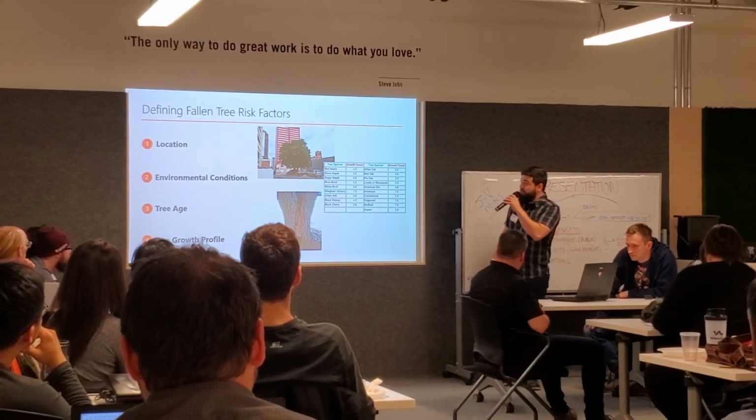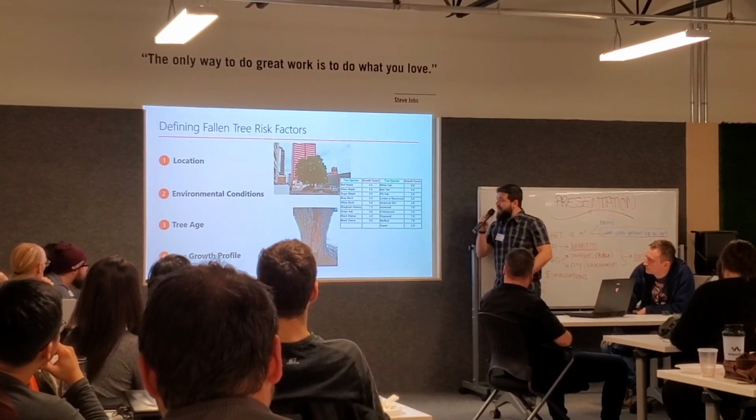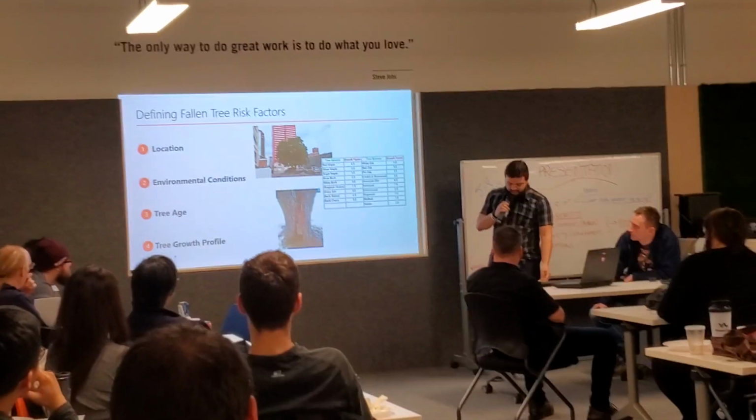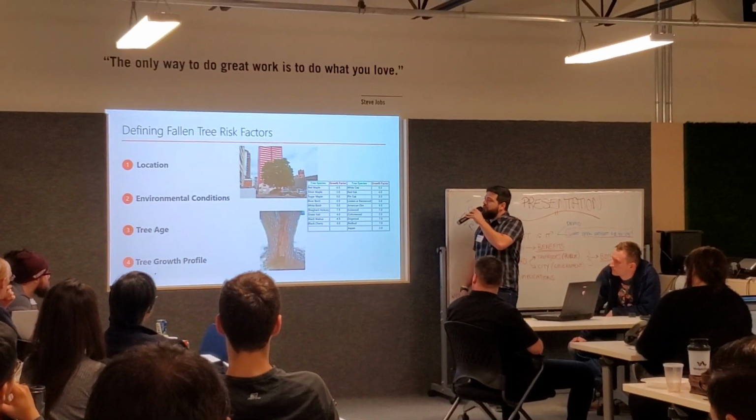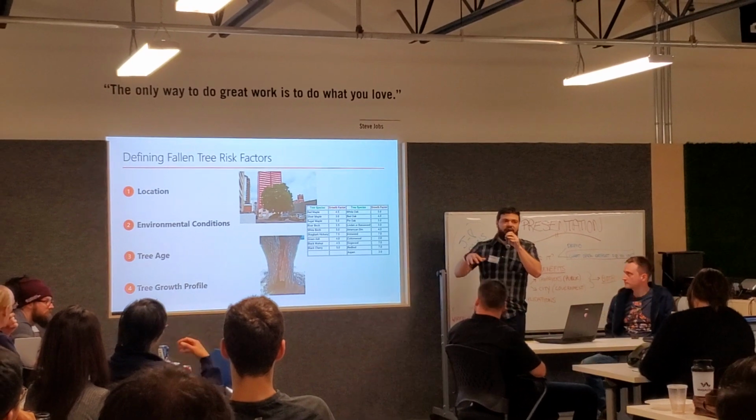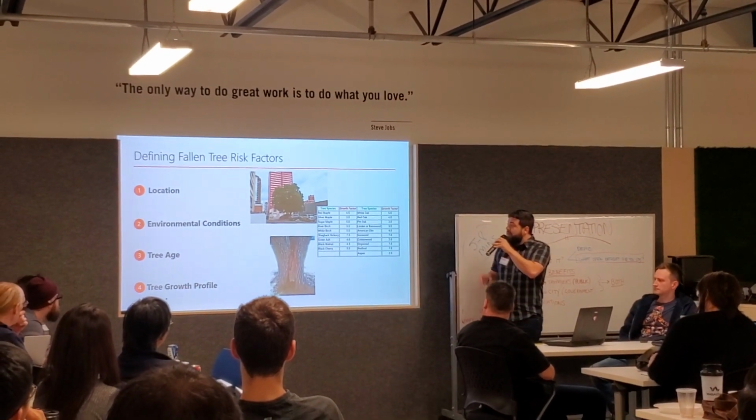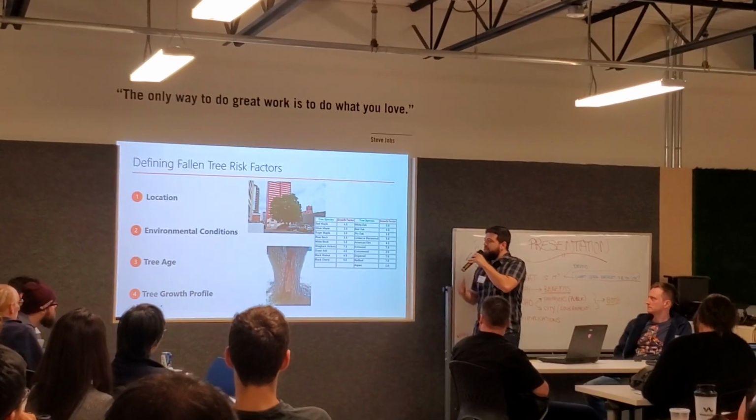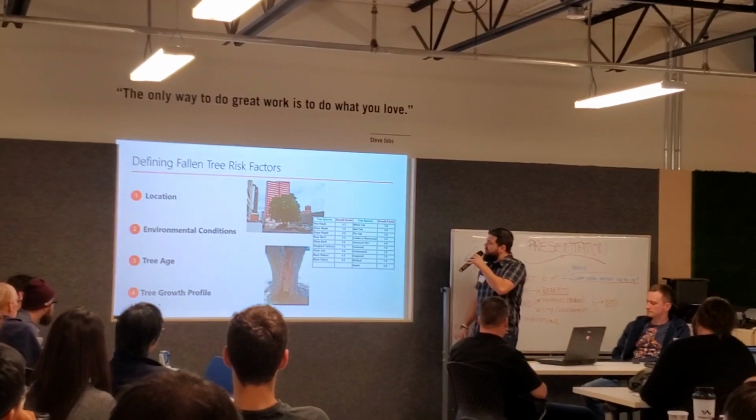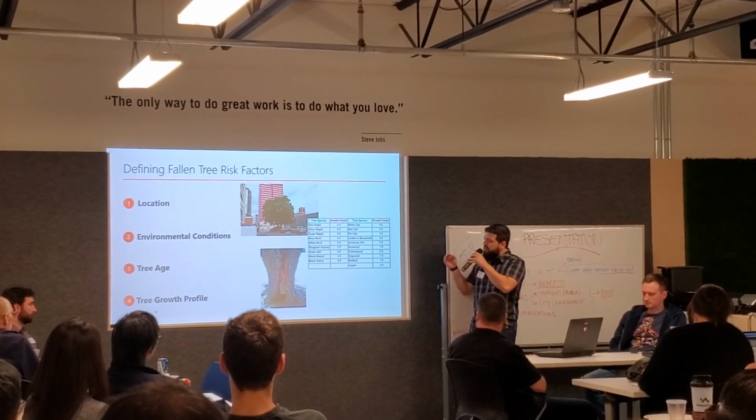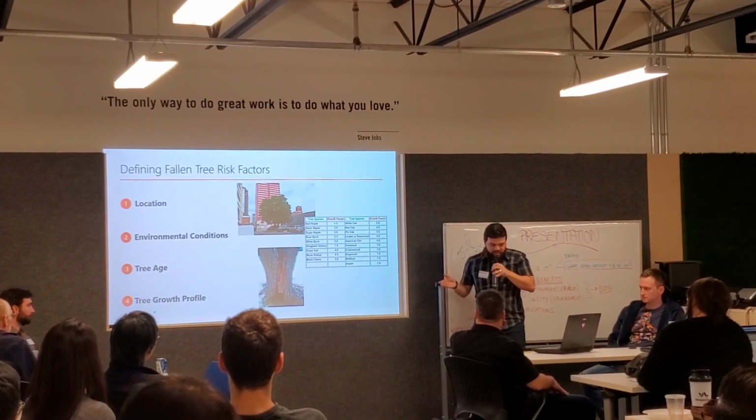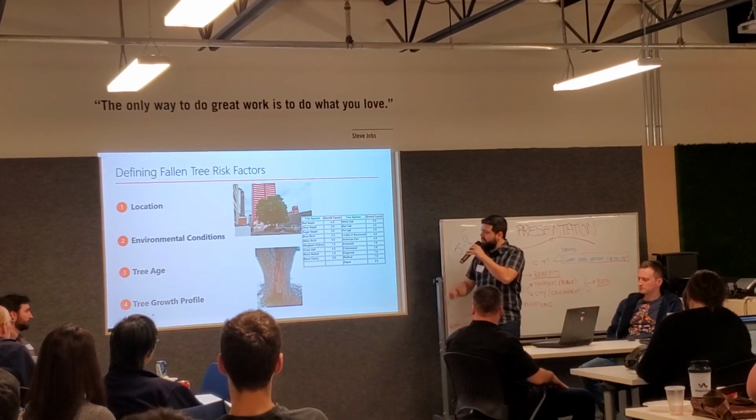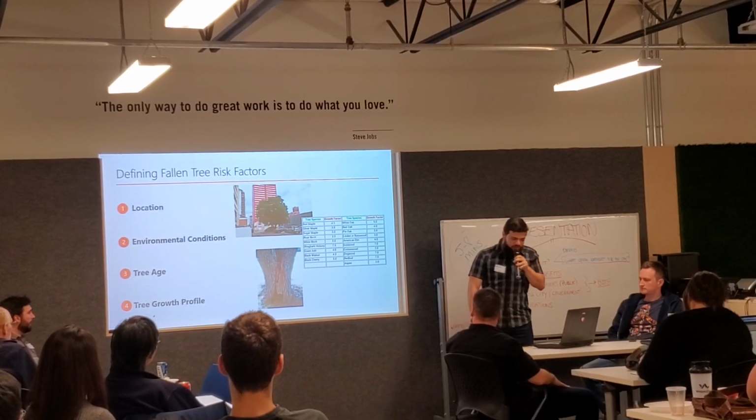So how could we define the fallen tree risk factors? We took some, not all, because there are many factors that could happen. Location is one of them. Sometimes the trees are not in the proper location, which involves asphalt and many other aspects. Then environmental conditions, the tree age, and the tree growth profile. The last two are kind of related, but that is something really important to consider.